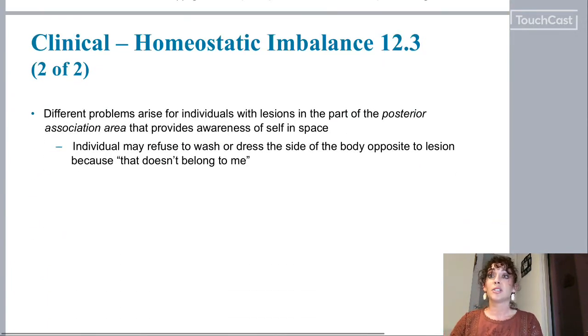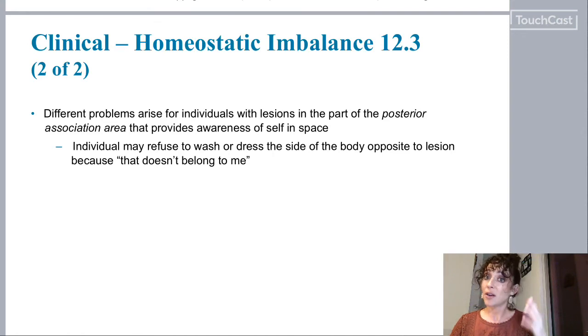Okay. Different problems arise for people with lesions in the posterior association area. They give us awareness of ourself in space, where we are. What's really kind of crazy about this is individuals who have an injury to the posterior association area may refuse to wash or dress the side of the body that's opposite, or contralateral, to the lesion. So if they have a lesion on the right side, they don't think that left limb belongs to them. It is not mine. This is not part of my body. So, a really strange phenomenon that can happen.